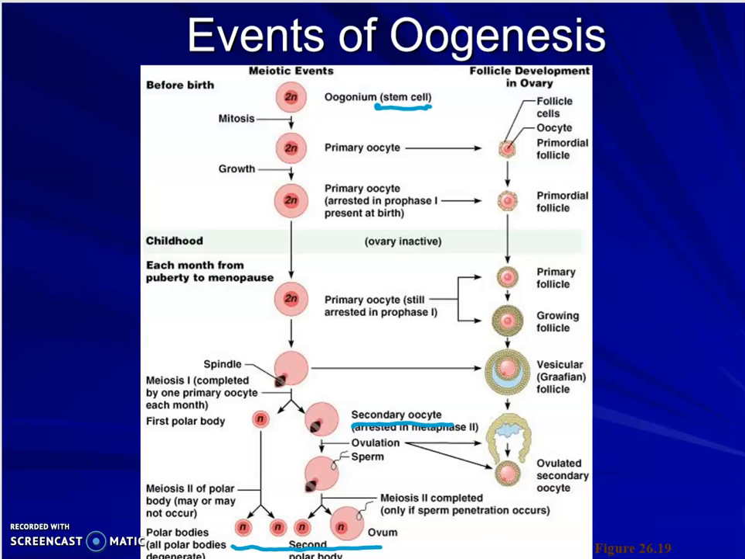gets no cytoplasm. It's called a polar body, and it contains only the genetic information, so the other set of genetic information. This little polar body will go on and finish off meiosis 2 and create 2 haploid polar bodies, but they will just disappear. They're just going to die.